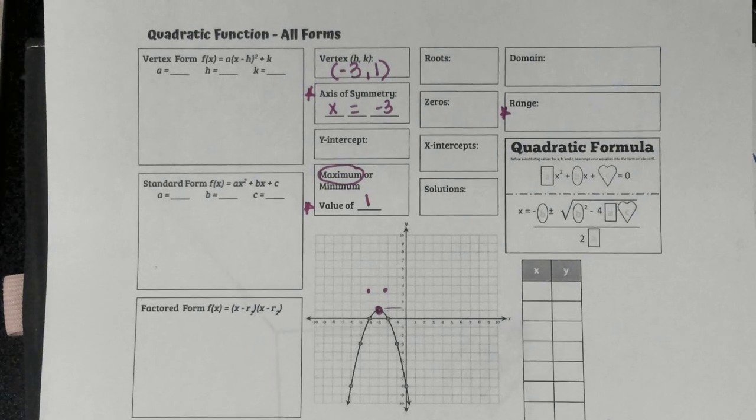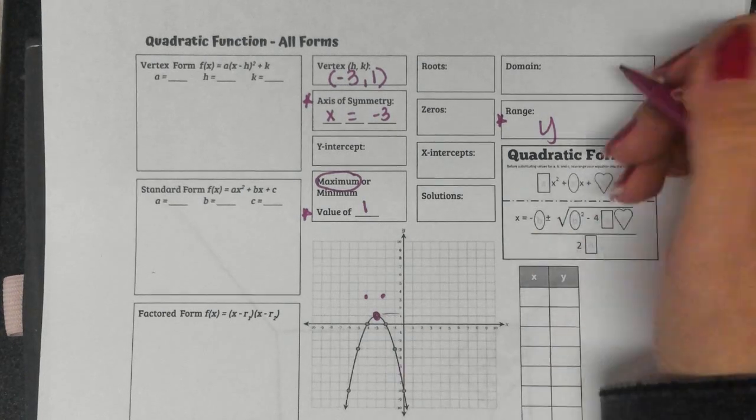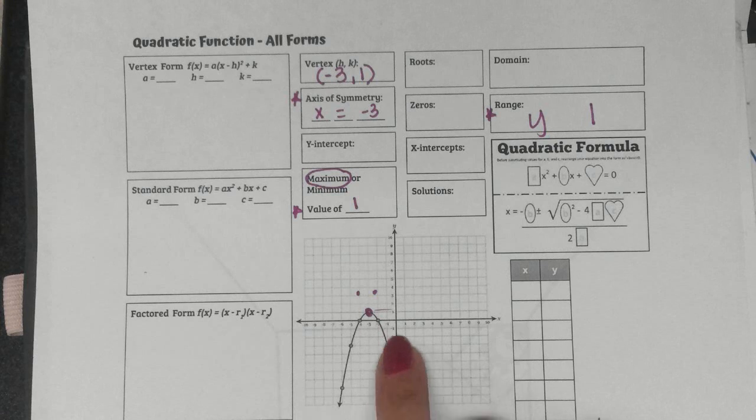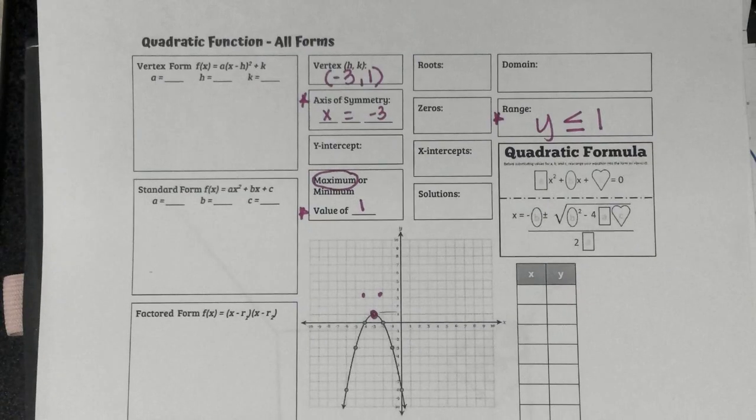Oh, and the last thing I said you can get is your range. Your range is being compared to 1. And notice all of the other part of the parabola is below 1, so less than or equal to 1.